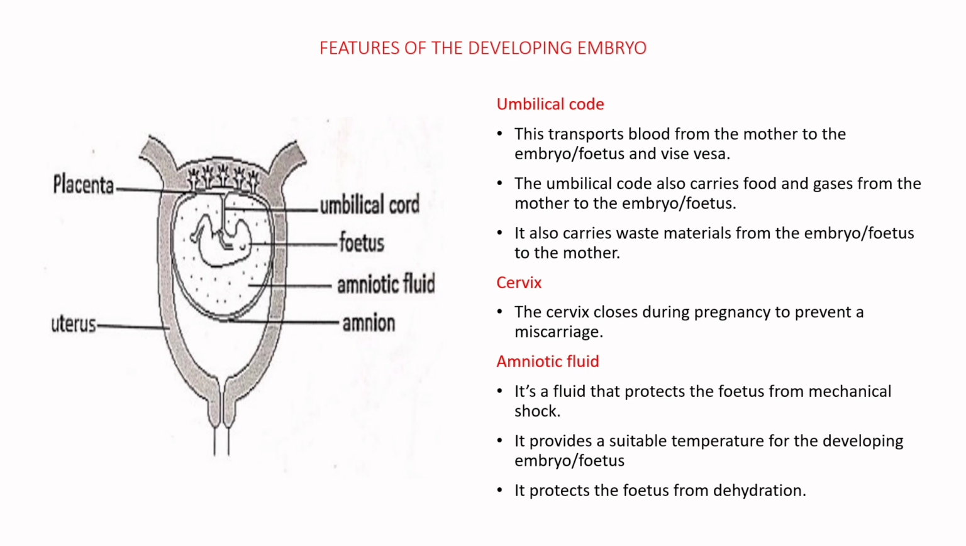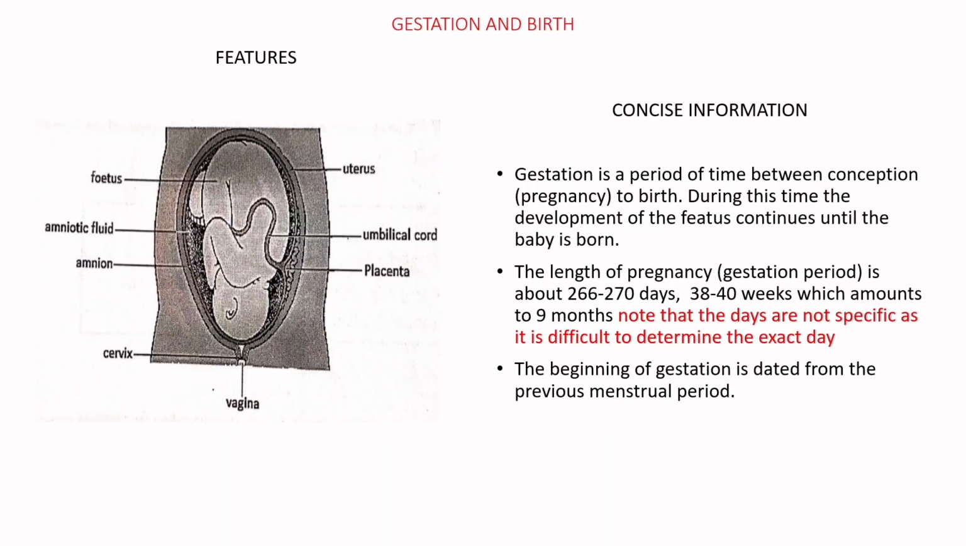Okay, so in this unit we're looking at gestation and birth. We also have a diagram here. We have the uterus where we know the functions. The umbilical cord is here. We have the placenta at this position. We have the vagina. We have the cervix. We have the amnion. We have the amniotic fluid. We also have the fetus here, this baby, the fetus is here.